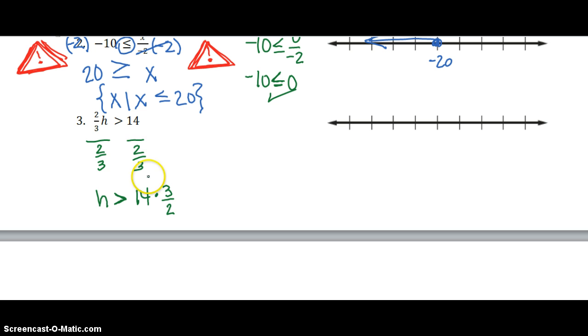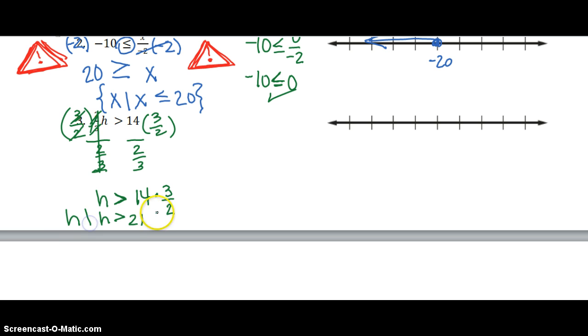Or if you don't like division, you can think of it as multiply both sides by 3/2. Either way, the 3 cancels, the 2 cancels. Or originally I had the 2/3 canceling. You end up with h, and either way you do it, 14 has to be multiplied by 3/2. So you can take half of 14, which is 7, and 7 times 3 is 21.